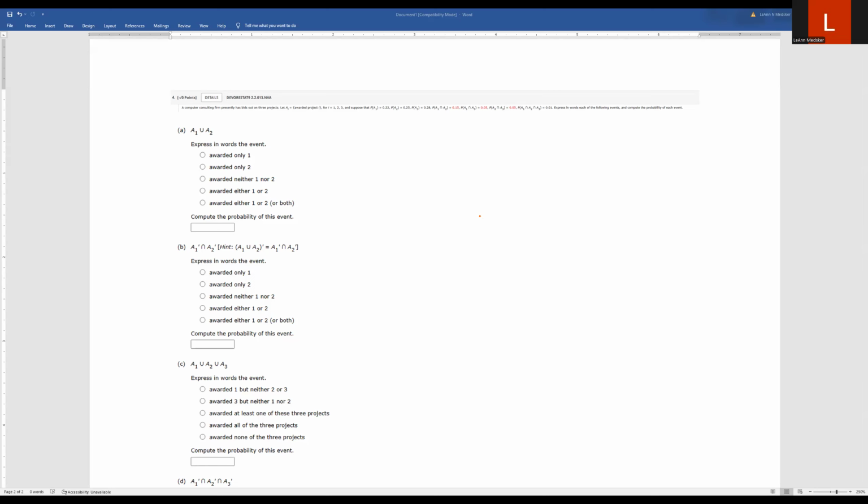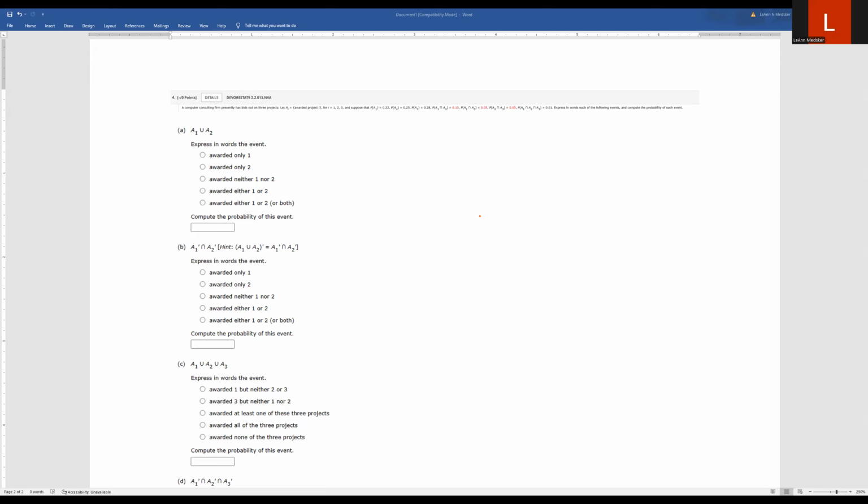It says a computer consulting firm presently has bids out on 3 projects. So A sub i is going to be the awarded projects 1, 2, or 3. So they're either awarding money to 1, 2, or 3 essentially, or combinations of those. The probability that A1, which means we award it to project 1, is 0.22. Probability that it gets awarded to project 2 is 25% or 0.25. Probability that it gets awarded to project 3 is 0.28.